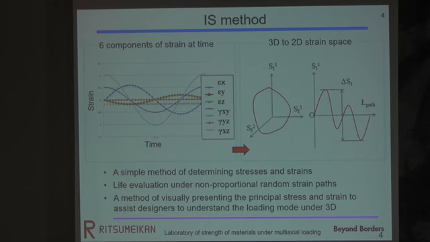So our laboratory presents this IS method. This method is a simple method of determining the stress and strain ranges. For example, this very complex loading path can be changed into this unique stress path and waveform. And with this method, failure life and the strain path under non-proportional random loading can be evaluated.